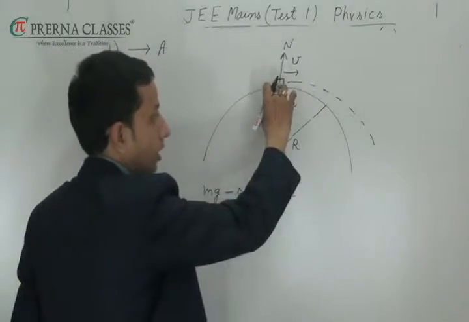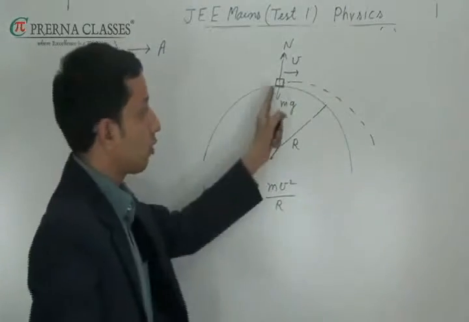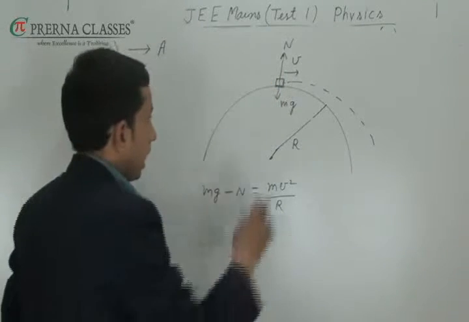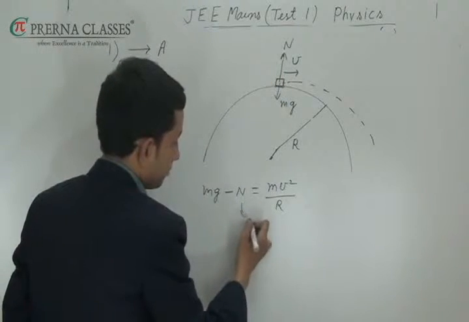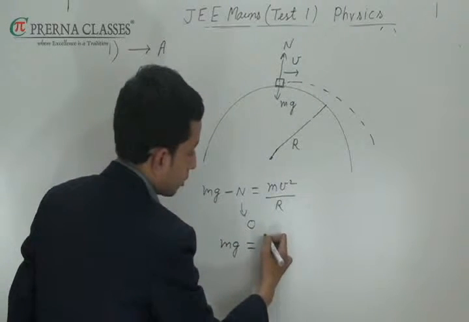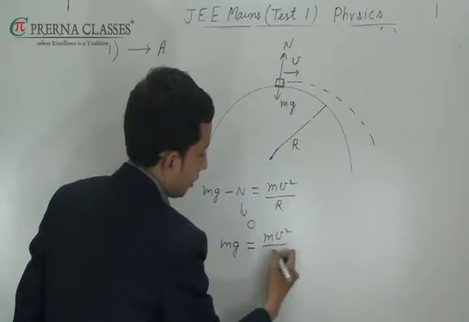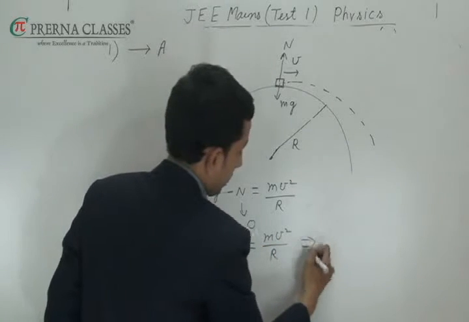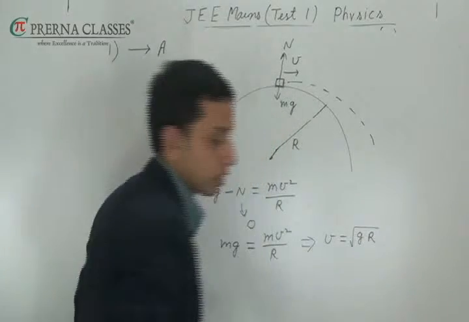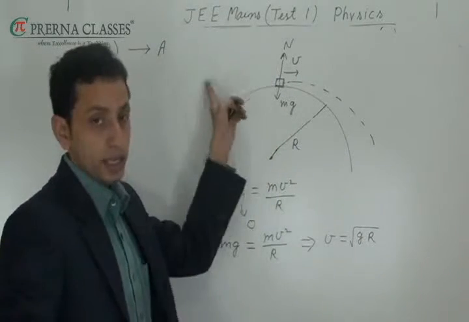Now if this object will jump from here, it will not slide. It means the normal force becomes 0, and in that case mg will be equal to mv square by r, and we can write v equal to under root gr, which is option A.